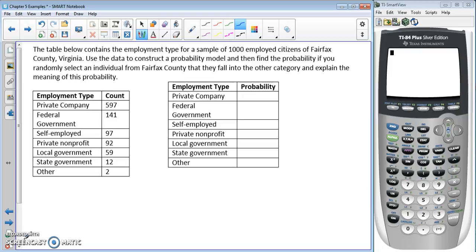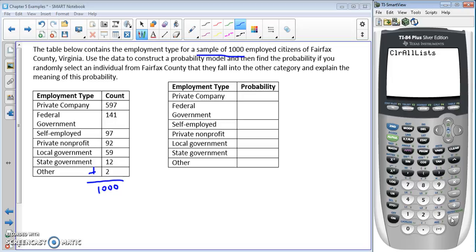So I'm going to show you guys a little bit easier way to do this, but the first thing you would need to do is find the total, but we're given that in the problem. They tell us that we have a sample of 1,000 employed citizens, so we know this total is 1,000. What I'm going to do is press second plus 4 and then enter to clear out any lists I have, building that habit again, and go to stat and then enter, and I'm going to type my data into L1.